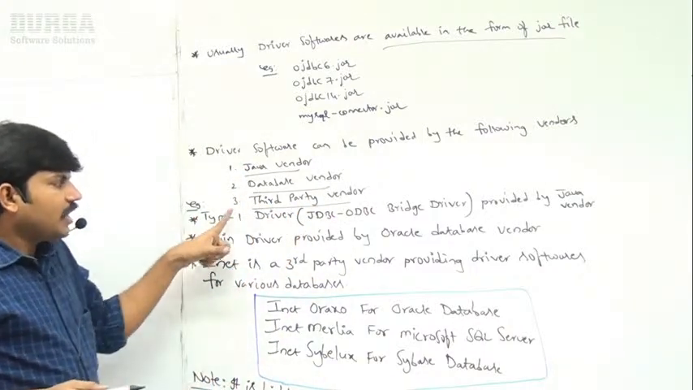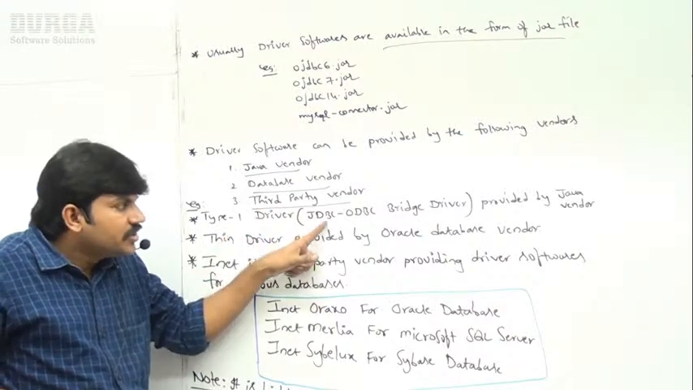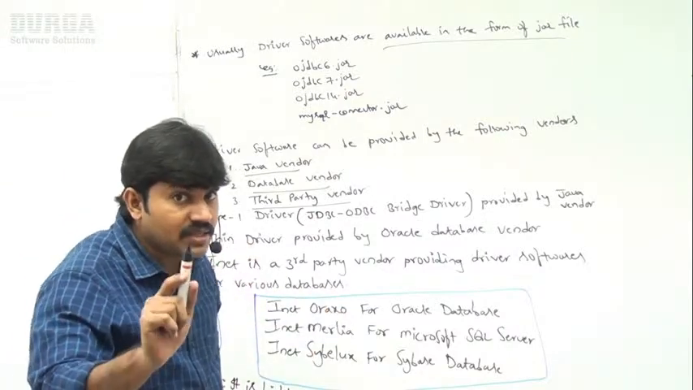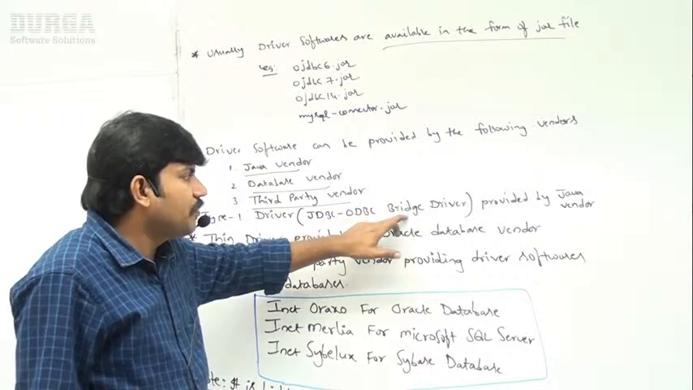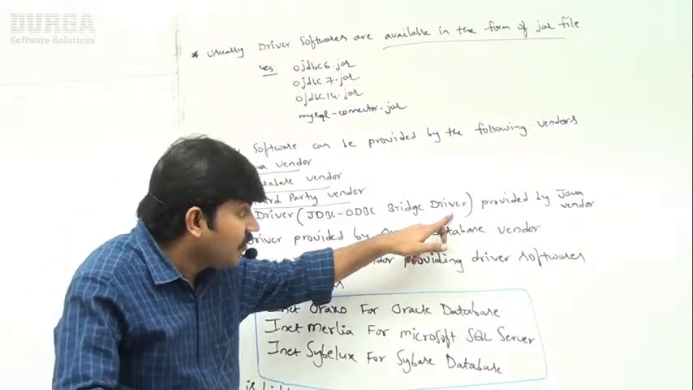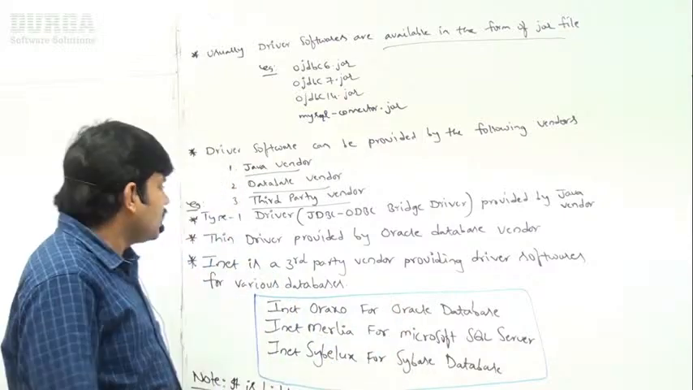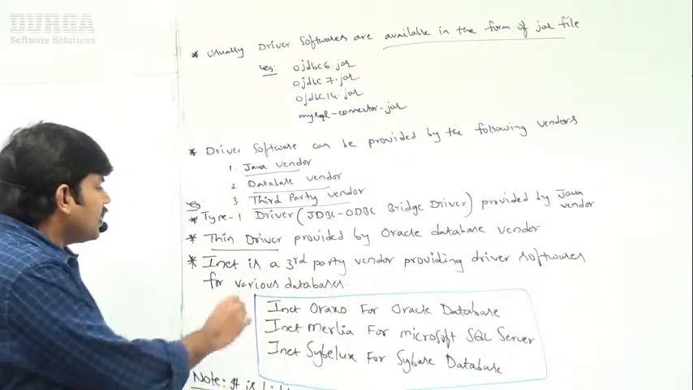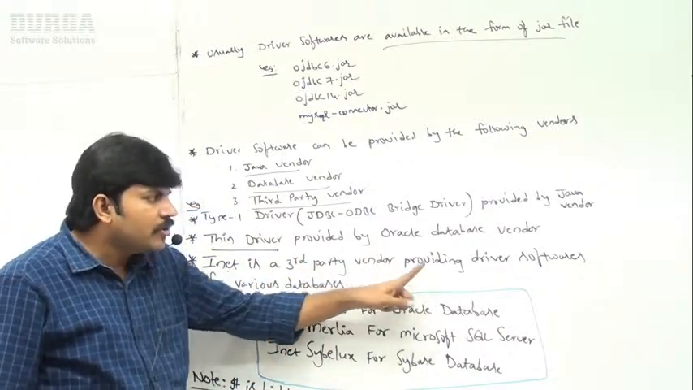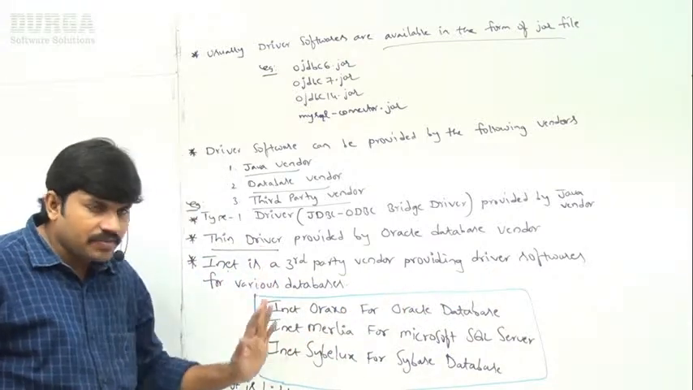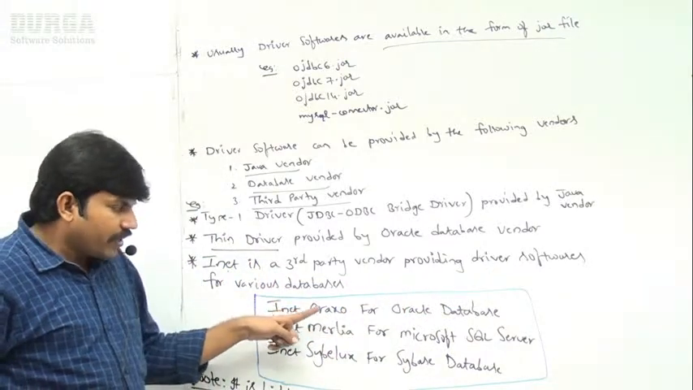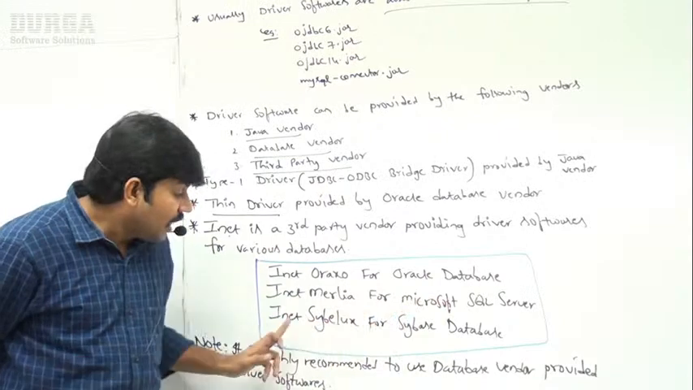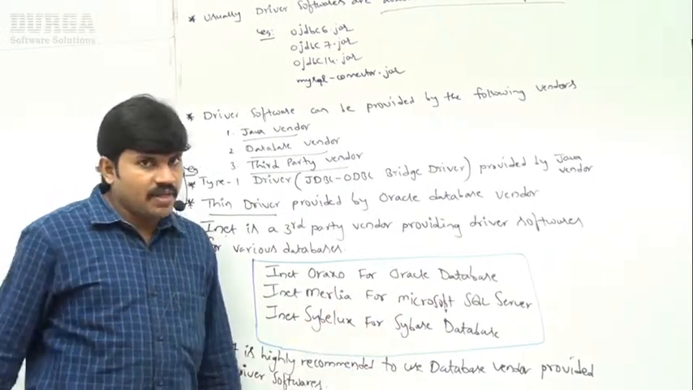Example, type 1 driver, which is also known as JDBC ODBC bridge driver. After this, the next topic is types of drivers only, and there I will explain much. JDBC ODBC bridge driver, also known as type 1 driver, is provided by Java vendor. Next, a thin driver is provided by Oracle database vendor. Remember. Next, iNet is a third-party vendor providing driver softwares for various databases. Can you observe that? iNet Oraxo for Oracle database, iNet Merlia for Microsoft SQL Server, iNet Cyblux for Sybase database, right? Everyone can understand.